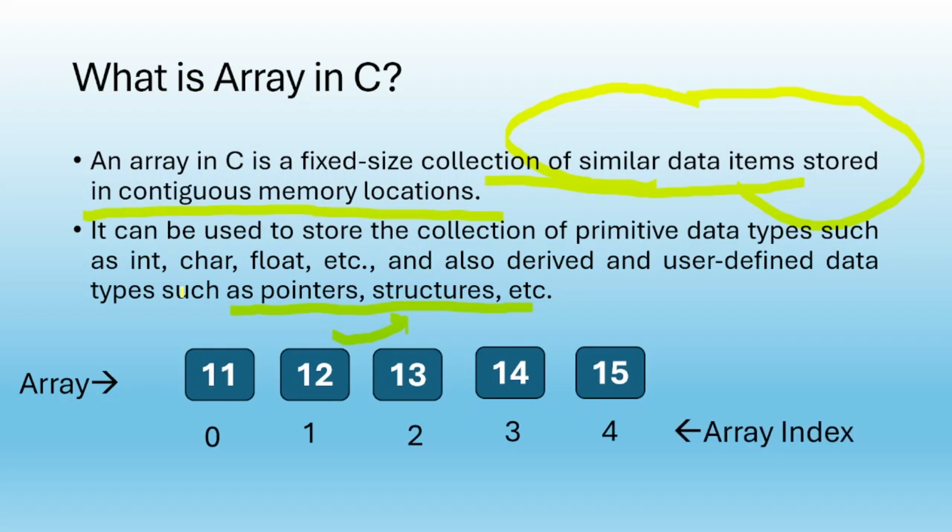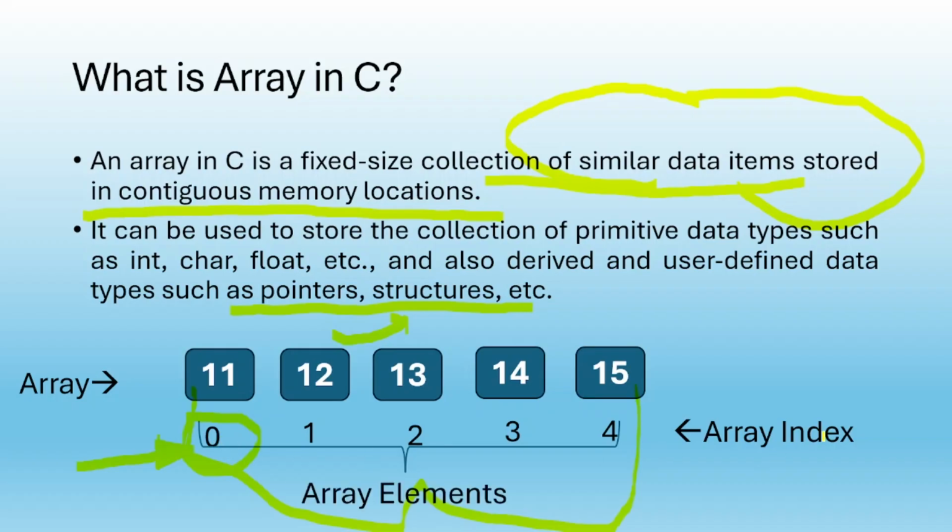This means our array index. So array elements can be accessed by using this index. One most important thing that we should keep in our mind is that the array index starts with 0. So these are nothing but the indexes and these are nothing but the elements. The elements are 11, 12, 13, 14 and 15, and the array index, as I said, starts with 0, then 1, 2, 3 and 4.